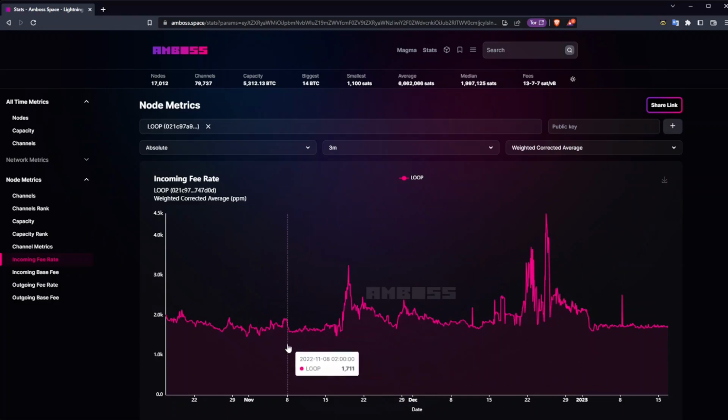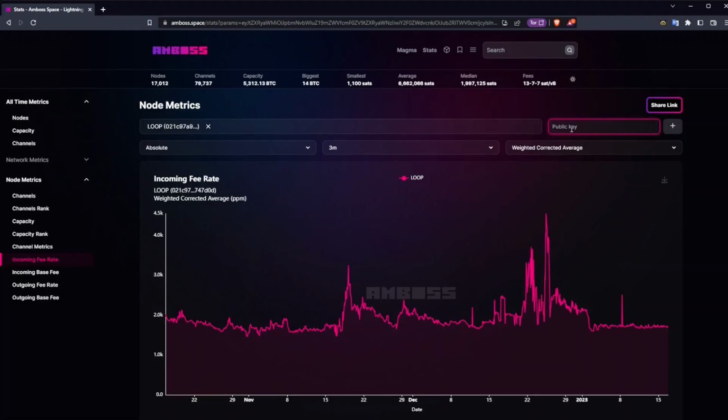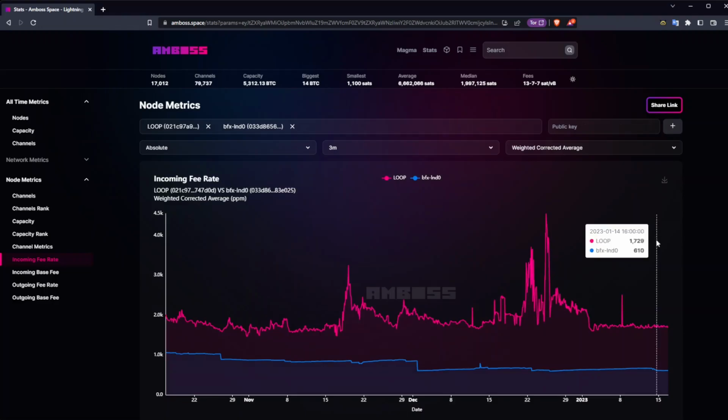Now, this is nice, but I think this is more useful when we're comparing it to something else. So I can go ahead and add another node onto here. I'll add Bitfinex, LND 0, and go ahead and paste that in. And I'll add it to the display. And now we're able to see the inbound fee rate of Bitfinex.